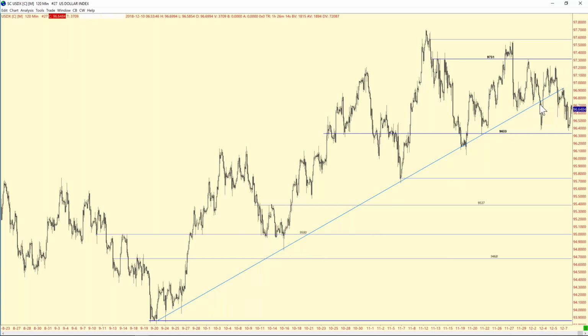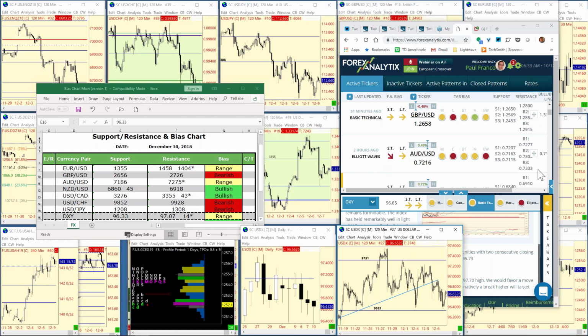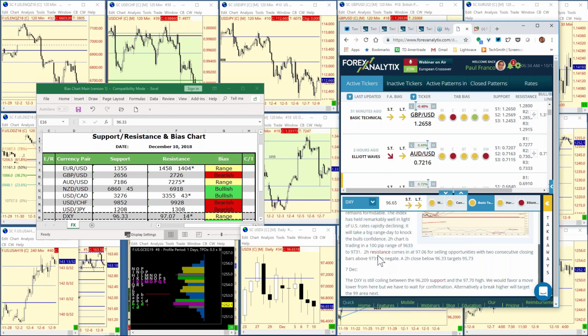Same thing, the euro was trying to break higher. And you can see here with the cash dollar index that we broke below this, we got back above it, but did we make new highs? No. So you wouldn't move the trend line down to here. The market is back and forth in it, but I think that any moves down here, as we mentioned, going into tomorrow, we'll probably see a lot of fireworks. 2-hour resistance comes in at 97.06 for selling opportunities, with 2 consecutive closing bars above 97.31 to negate.